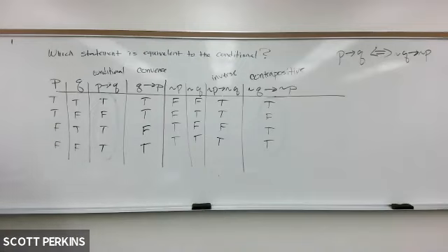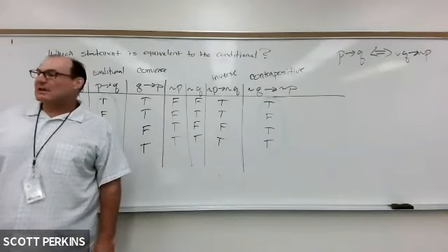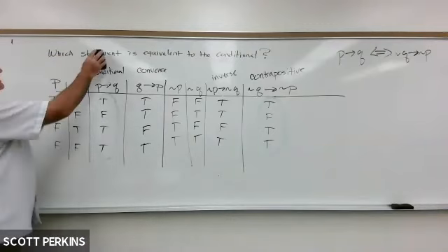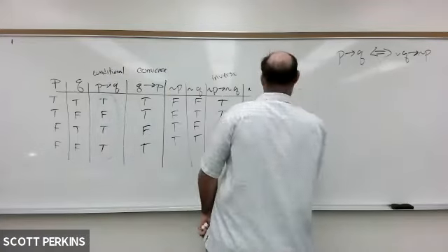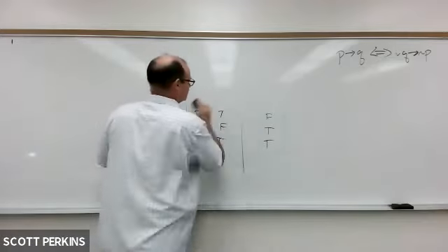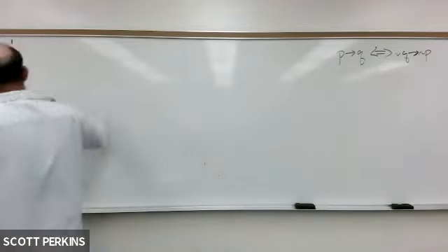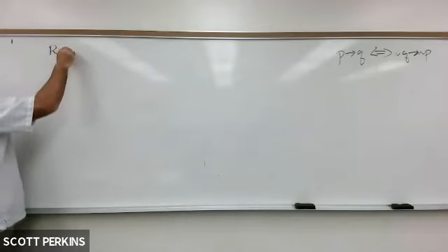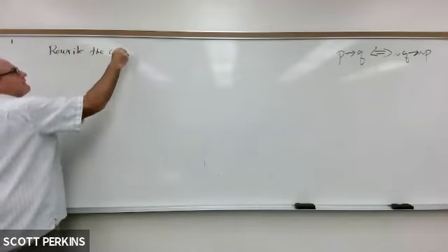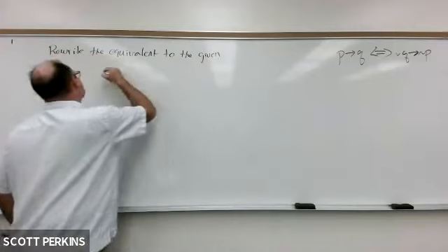So this is a problem that I have in the book. I'm going to write it down. What we're doing here is the same sort of thing we did with those De Morgan's laws problems. I'm going to write a statement on the board, and I want you to rewrite it using the contrapositive. I want you to rewrite the equivalent statement to this conditional statement. So the instruction is rewrite the equivalent to the given conditional statement.